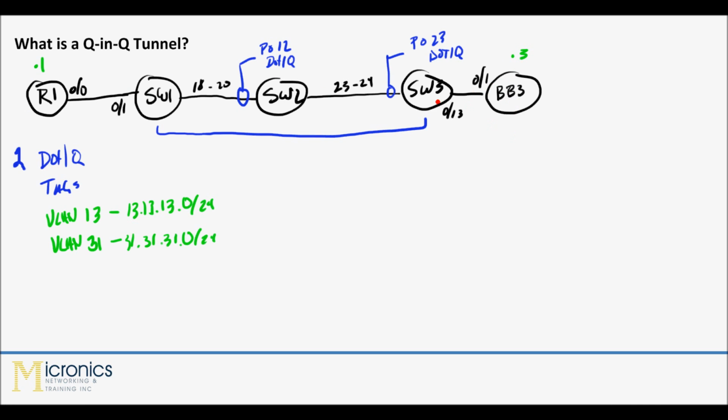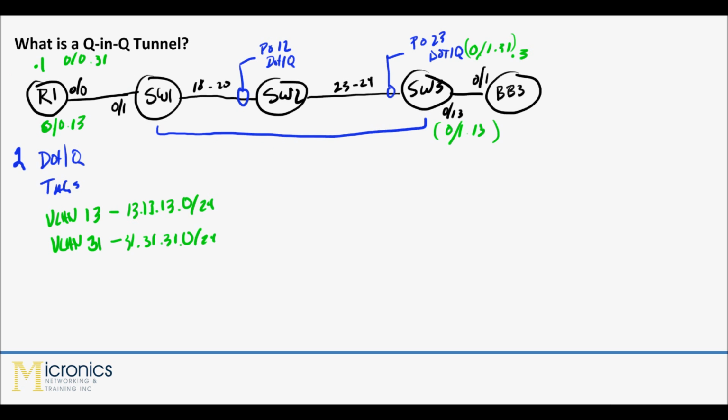In order to make this work the way we want to, we are going to create sub-interfaces. For instance, we'll create 0/0.13 and 0/0.31, and we'll do that on both of these devices. Only in this instance, it will be 0/1.13 and 0/1.31 on BB3. Now the concept here is we're also going to create a VLAN.